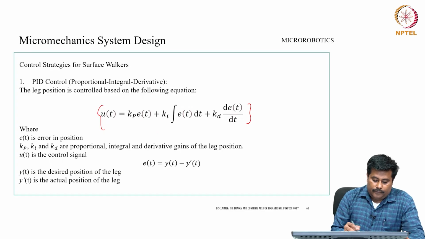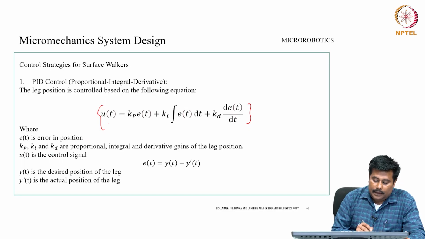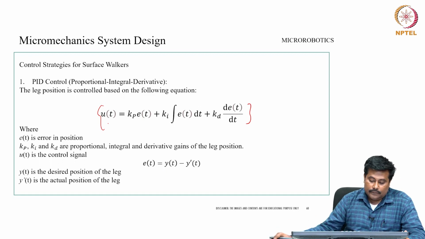That is, u of t, which is nothing but the control signal, equals kp e of t plus ki integral e of t dt plus kd de of t by dt, where e of t is the error in position, kp, ki, kd are the proportional, integral and derivative gains of the leg position, u of t is the control signal, y of t is the desired position of the leg, and y dash of t is the actual position of the leg. So, the error in the position can be represented as e of t, which is nothing but the difference y of t minus y dash of t.